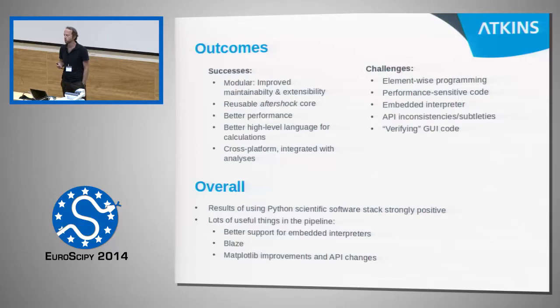But I think what is interesting is a lot of things coming up in the pipeline that will be really useful for us. So I think the embedded interpreter support is much better than Python 3. I think the successor to NumPy, Blaze, is going to provide things like sparse arrays and labeled arrays, better support for those features, which will be very good for us. And again, it looks like the next couple of versions of Matplotlib are going to provide a real step forward in terms of the API and probably the documentation for it as well.